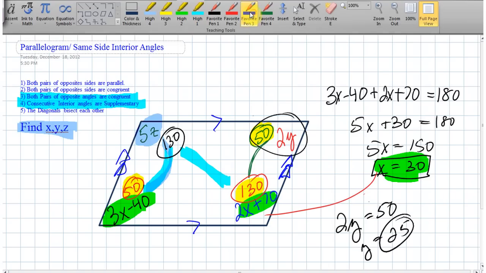So what's my last equation I can write? I can write 5z equals 130, and what does that mean? Z equals, let's see, 20 and 6, that's 26. So there we go. We just found x, y, and z, and join us for the next problem.